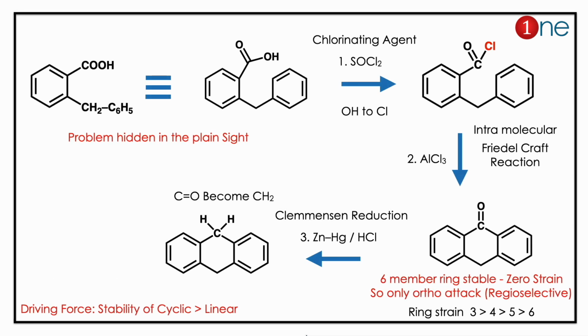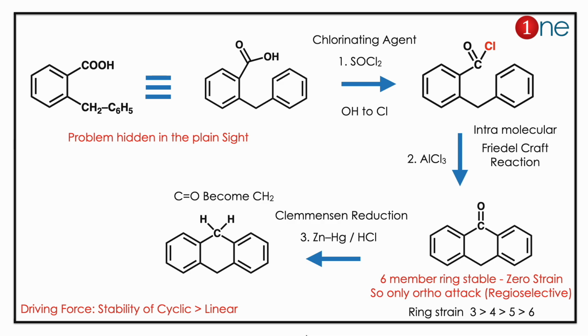Here the problem is hidden in plain sight. What you should do is rewrite the phenyl group for the proper cyclisation reaction. First step, the chlorinating agent you are using converts the acid into acid chloride. Then intramolecular Friedel-Crafts acylation happens.